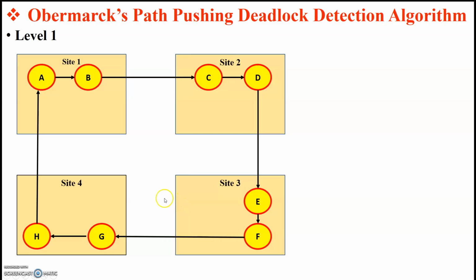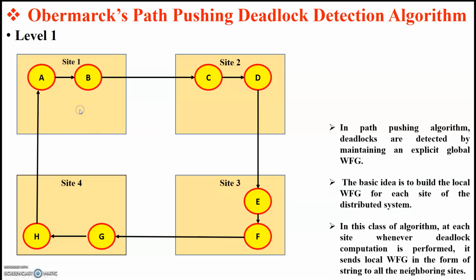Now in the path pushing algorithm, path is nothing but just the flow of information, and pushing means nothing but sending. So this information is sent via a string from one site to another. So we send this path information in the form of a string from one site to another. Prior to that, each site maintains a local wait for graph.